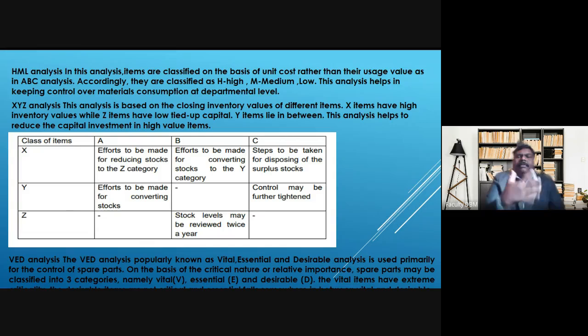Vital means very important. Essential means compulsory, we need that. Desirable means if at all we want, we can use. If it is not there also, it does work. It is desirable.